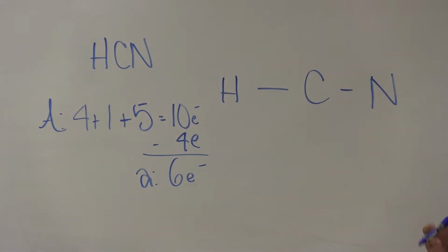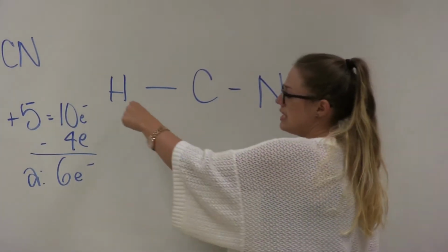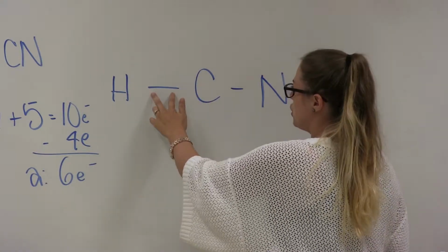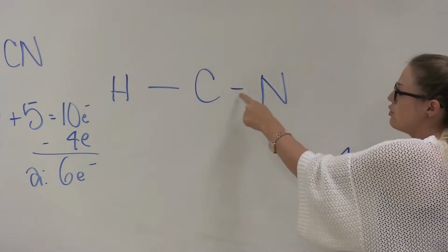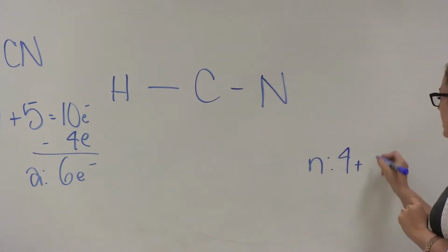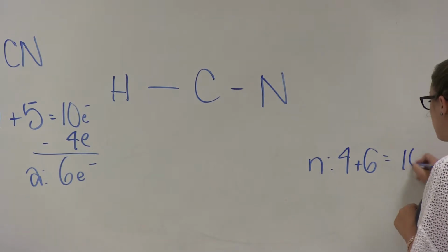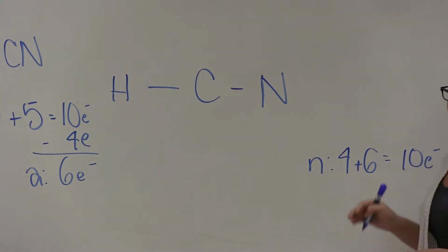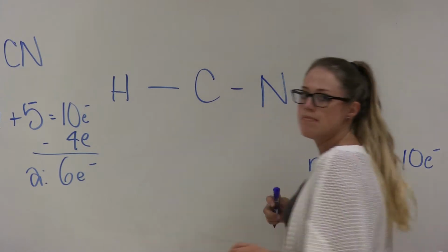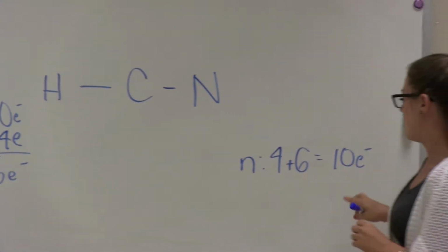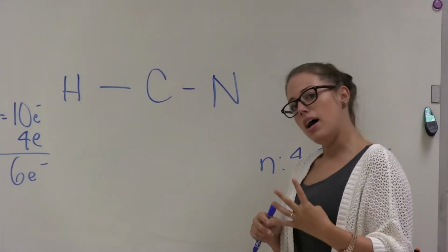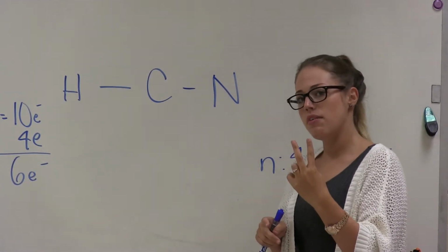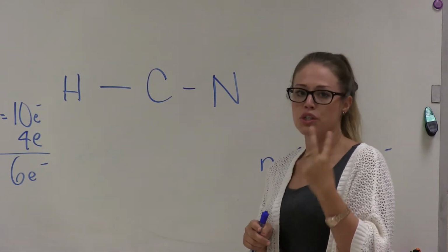But we need to figure out how many we need to complete the octet. So now we need to do our need. This hydrogen doesn't need any more. This carbon has 2, 4, so it needs 4 more electrons to complete the octet. This nitrogen has 2 electrons, so therefore it needs 6 more electrons to complete the octet. So my need is 10 electrons. If our need does not equal our available, we make up the difference with bonds. So I need 4 more electrons. Each bond is 2 electrons, so if I need 4 electrons, I need to draw 2 bonds.